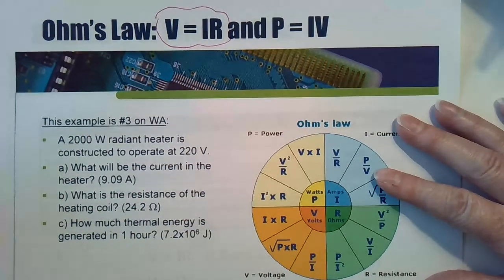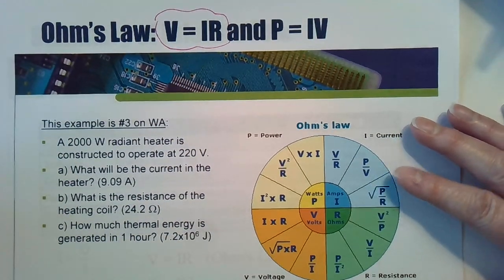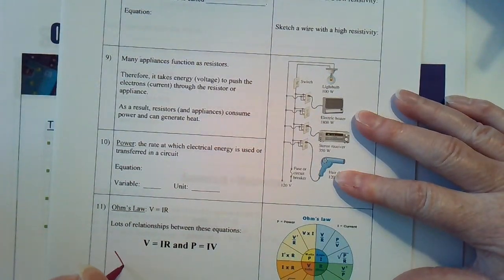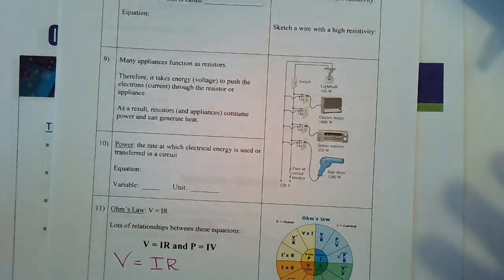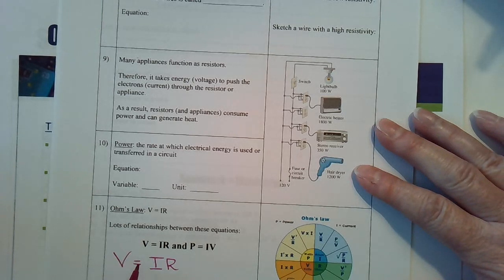V equals IR. That is a very, very common equation. It's the most important equation in this whole unit of circuits. It's kind of like equivalent to F equals MA. It's everything. So voltage equals current times resistance.